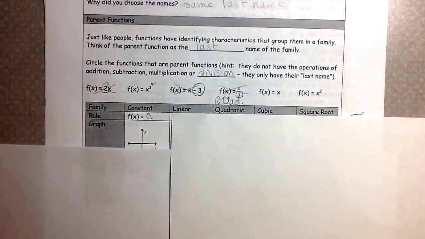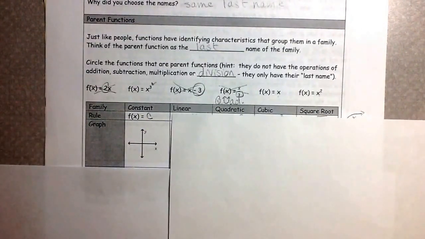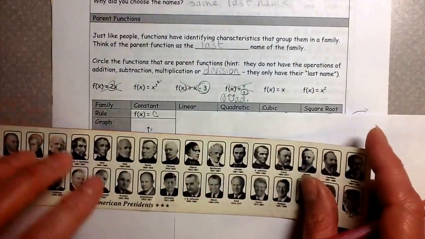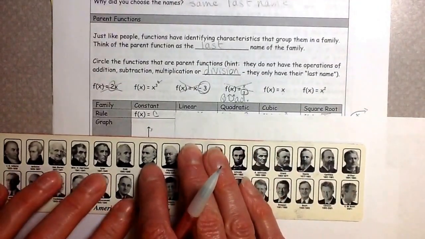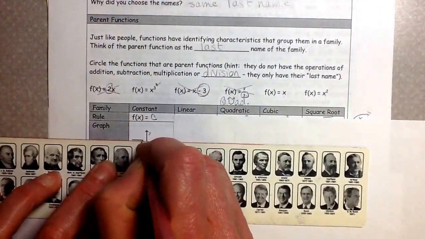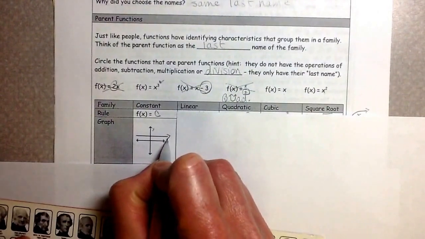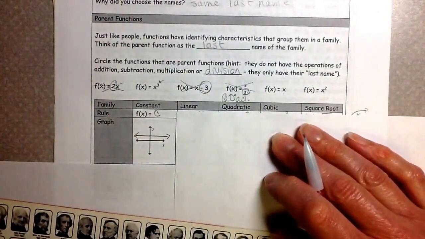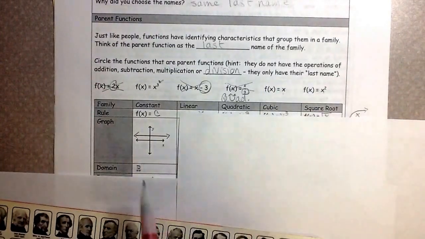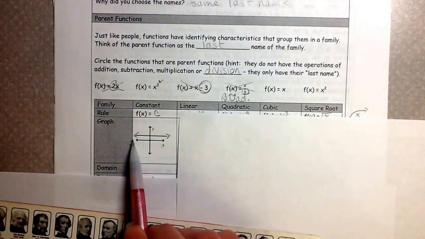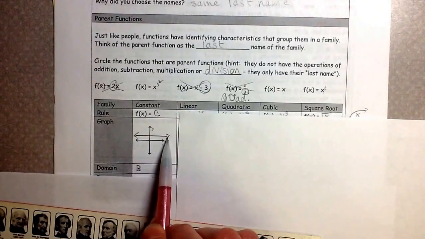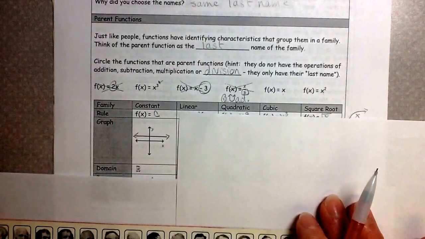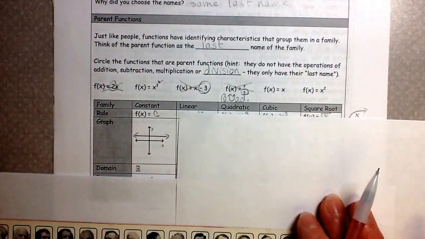If we were to graph this, a constant function would just be a line. And we could put it across anywhere. It's going to be a horizontal line. So I'm just going to draw it across here. And then the domain, because this keeps going forever. Remember, domain represents what values x can be in that function. Since it keeps going on forever to positive and negative infinity, it would be all real numbers for the domain.